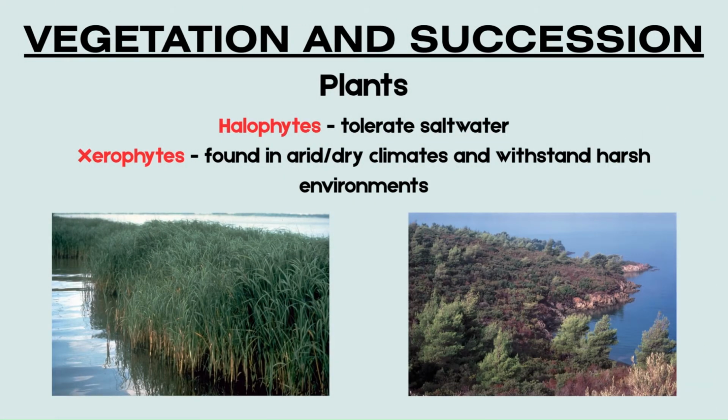The final part of this video will look at vegetation and succession. Firstly, here are two definitions to include in answers on this topic. Halophytes are plants that can tolerate salt water, such as reeds. Xerophytes are plants found in arid or dry climates that can withstand harsh environments.